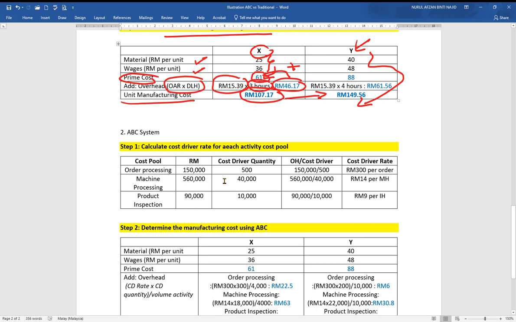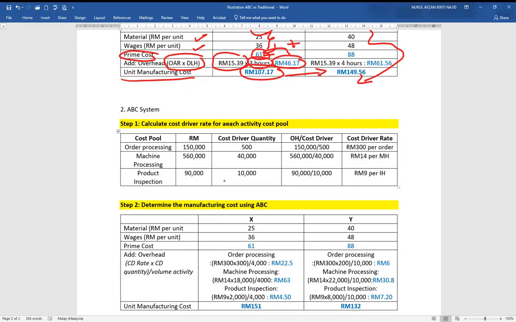So then we need to calculate the manufacturing cost using the ABC system. What is the difference between the traditional method and the ABC system is that in step 1, in the traditional system, we use a single basis, right? So in the ABC system, we need to determine the cost driver rate for each activity cost pool. So now we have order process, we have machine, we have product inspection. So this is the overhead cost involved.